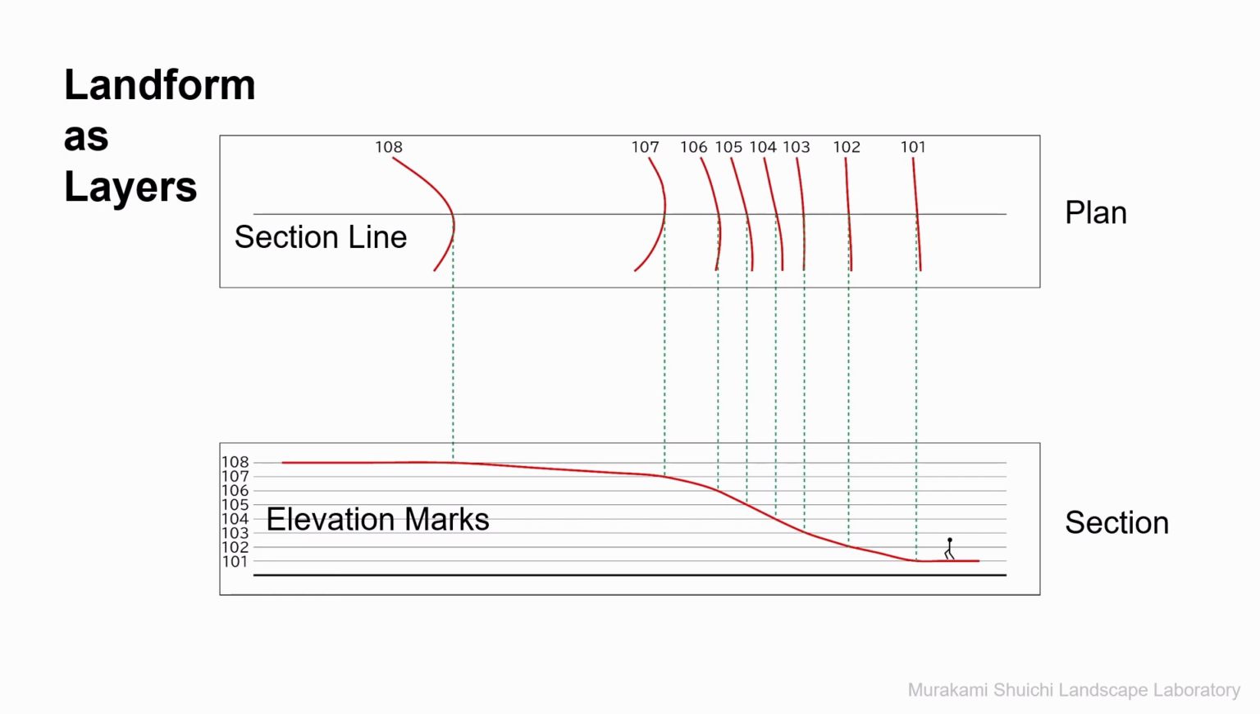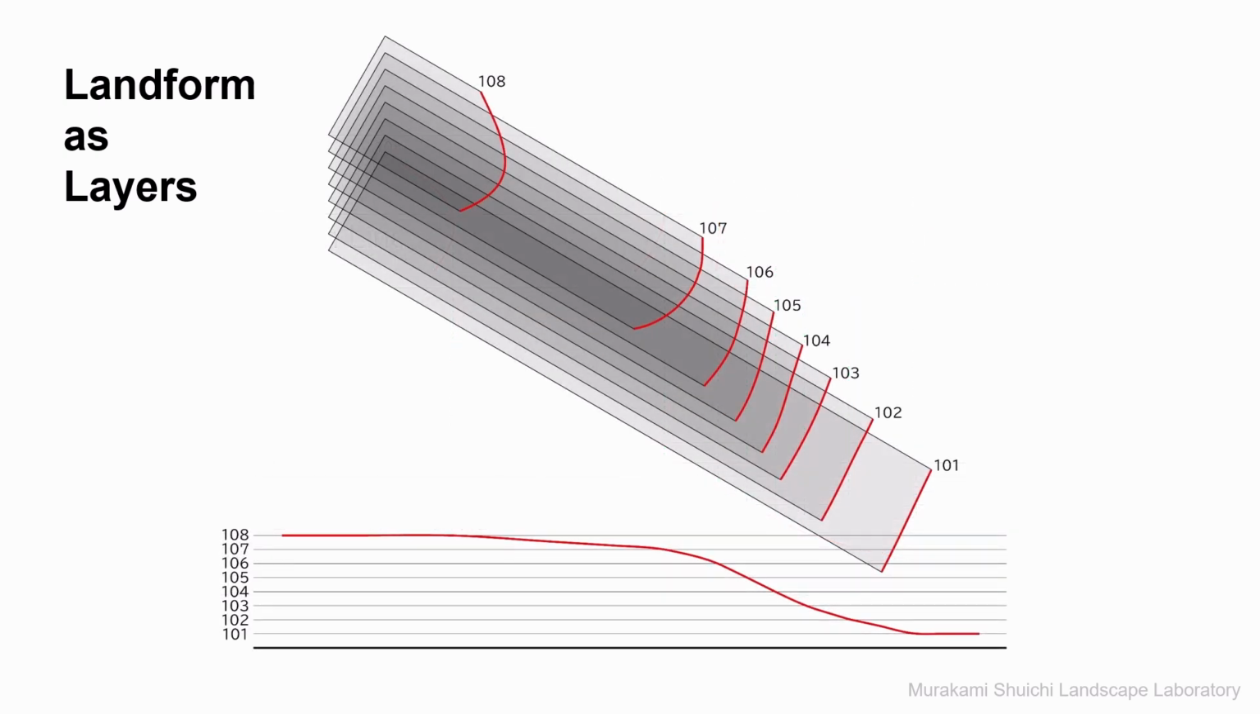We can now see that as this person climbs the slope, the gradient becomes steeper up to around 105 meters, and beyond that point, the slope gradually becomes gentler. Now, as we look at the profile line together with the elevation marks, do you notice something? Yes. The landform can be understood as a stack of horizontal planes, each defined by contour lines.